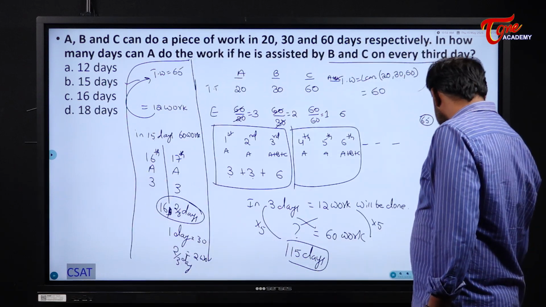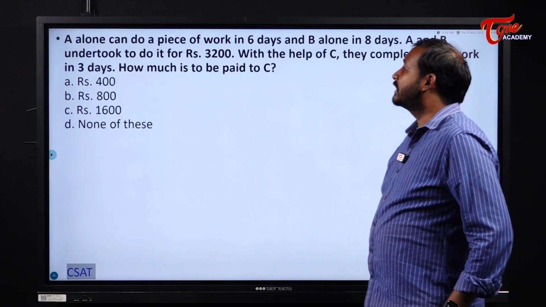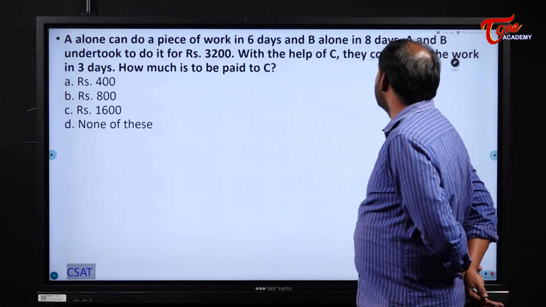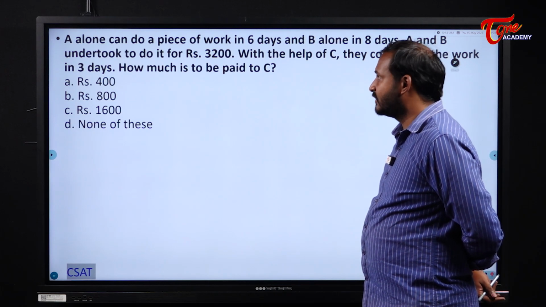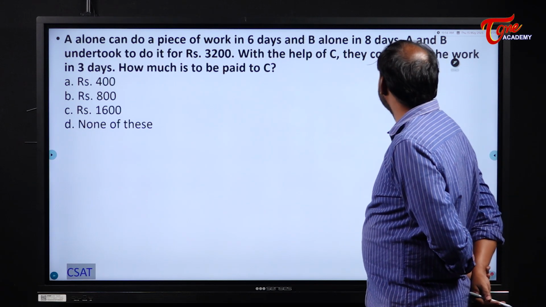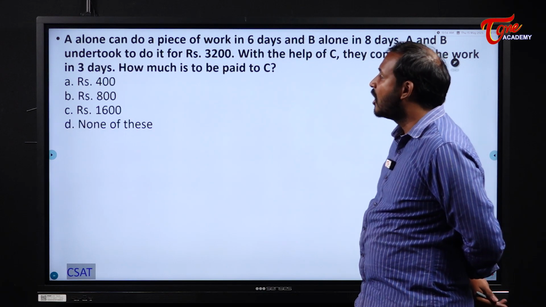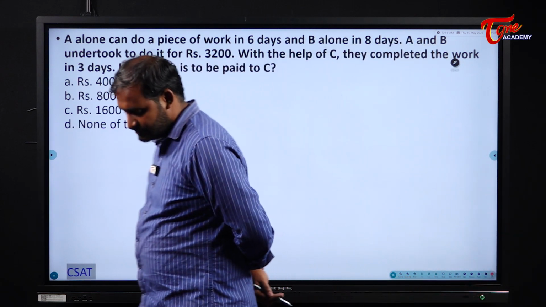Right. We will see the next one. A alone can do a piece of work in 6 days and B alone in 8 days. A and B undertook to do it for rupees 3200. With the help of C, they completed the work in 3 days. How much is to be paid to C?